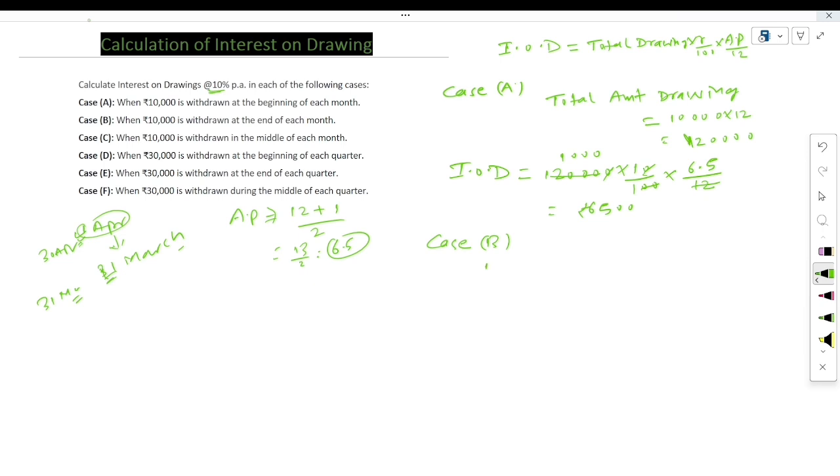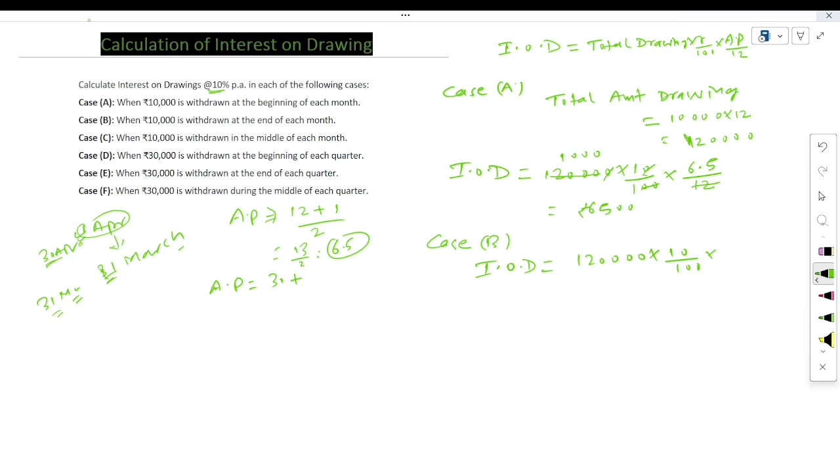Now what is the formula we have? Interest on drawing is equal to total amount. The total amount would be the same, 1,20,000. Rate of interest is also the same here. Now the question is: what will be the average period here? As you know, for average period, what formula will we use? Months left after first drawing. When will the first drawing be? The first drawing would be 30th April, plus the last drawing on 31st March.